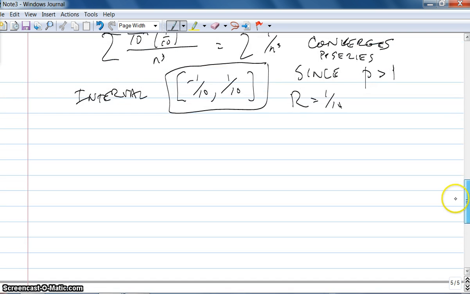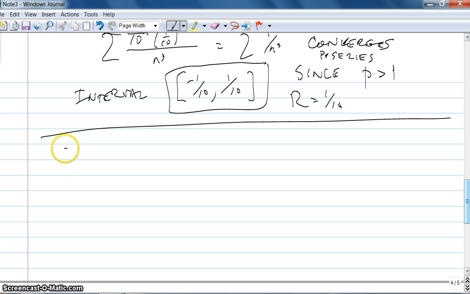Okay, I'll do one more here. Let's do number 15. This is one where the center point has been moved a little bit. So I keep talking about this center point, but all of them have been the same so far. Okay, so here, same thing, I want to find the radius and I want to find the interval.